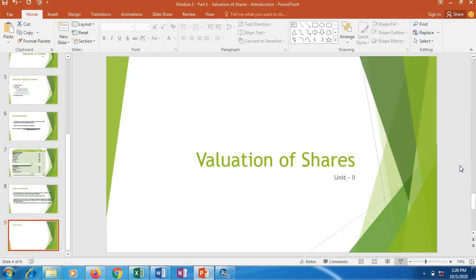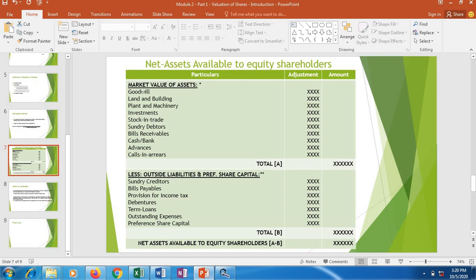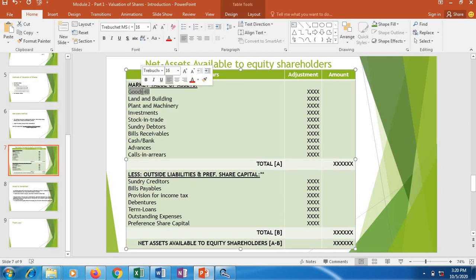So on this note, we are going to look at one illustration. Have a look at this once again. We are going to take all the assets at market values. You have to remember that very well. We are supposed to take market values. And then we are going to subtract all the outside liabilities and preference share capital, again at market values. If market values are not given, then we are going to take book values.